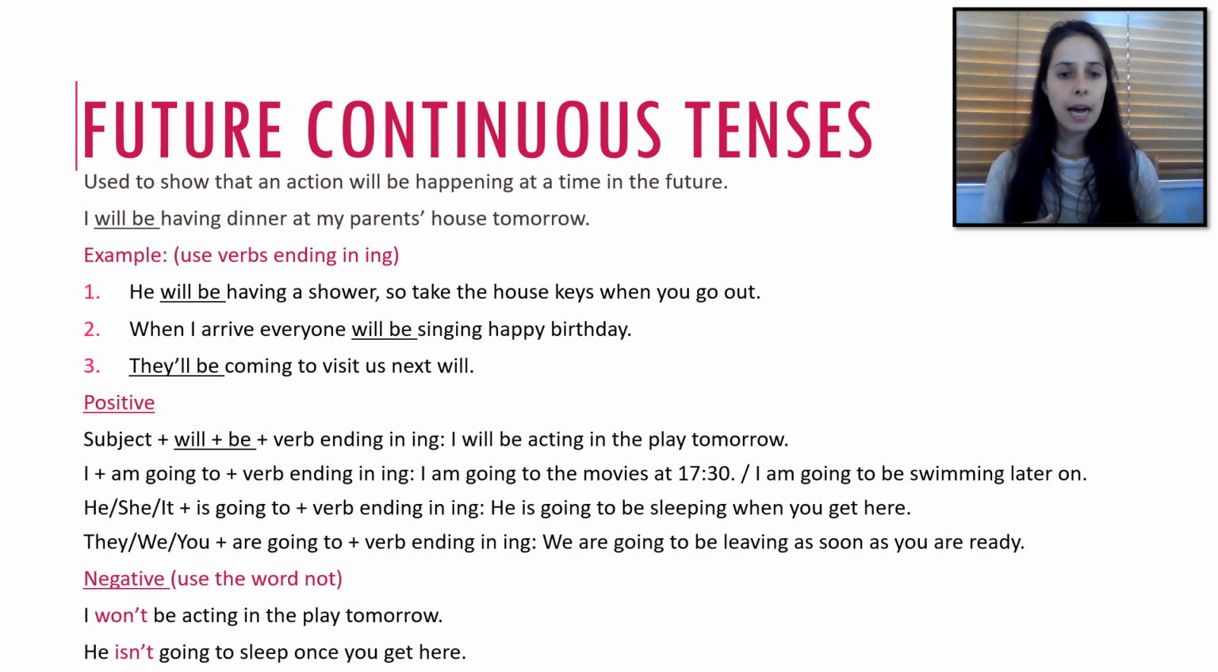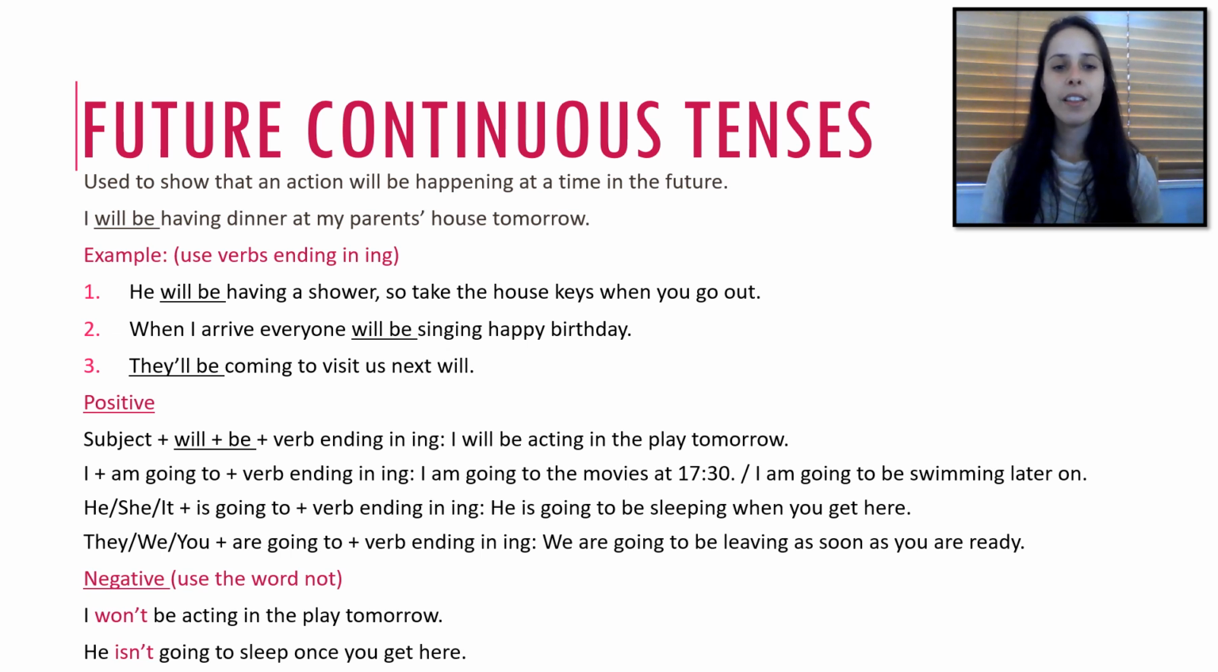Another one, I plus am going to, and then a verb ending in ing. I am going to the movies. I'm going to the movies at 5:30. I need a verb ending in ing as well. So here's another example. I am going to be swimming later on. Okay. Then another one, he or she or it, again like in future simple tense, is going to plus a verb ending in ing.